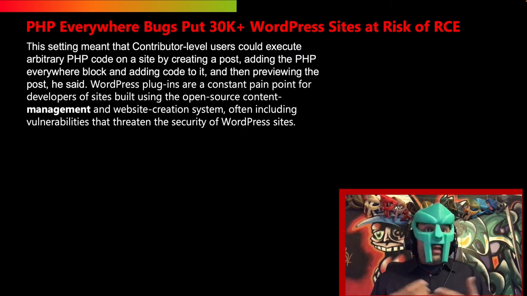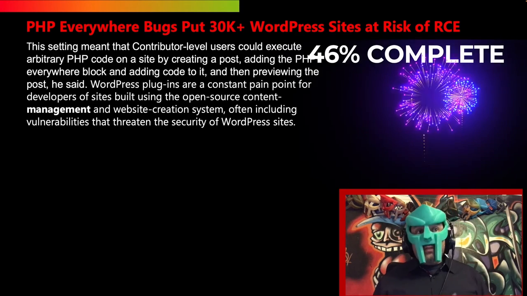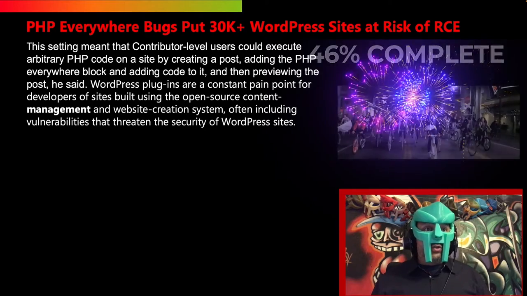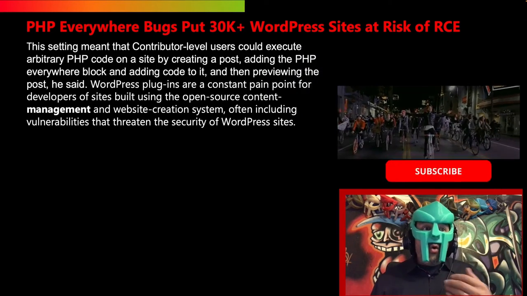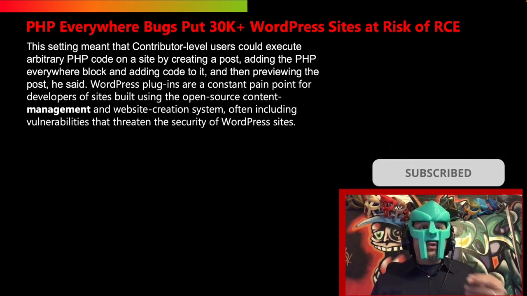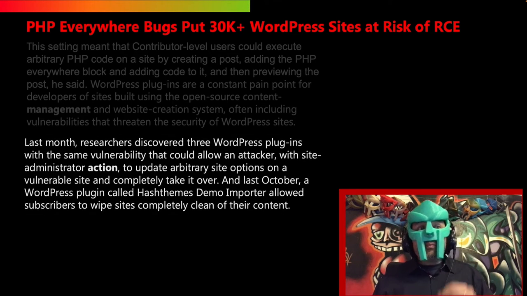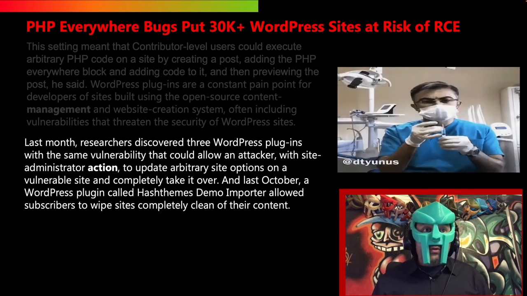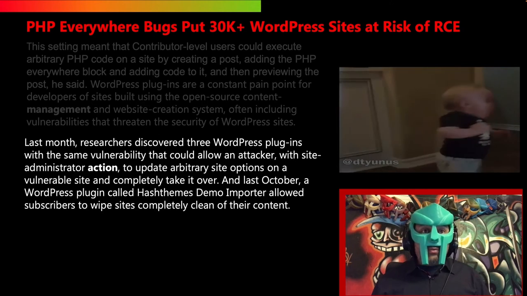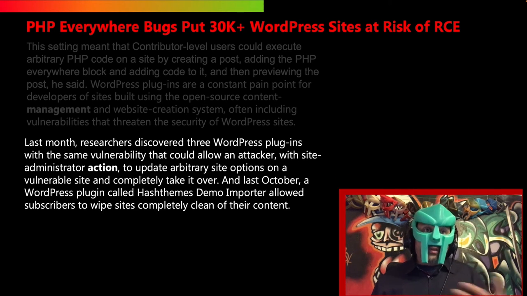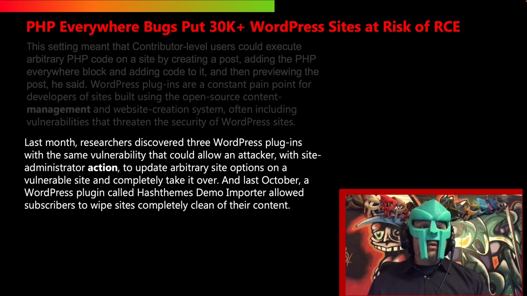WordPress plugins are a constant pain point for developers of sites built using the open source content management and website creation system, often including vulnerabilities that threaten the security of WordPress sites. Last month, researchers discovered three WordPress plugins with the same vulnerability that could allow an attacker with site administrative action to update arbitrary site options on a vulnerable site and completely take it over. Last October, a WordPress plugin called Hash Themes Demo Importer allowed subscribers to wipe sites completely clean of their content.